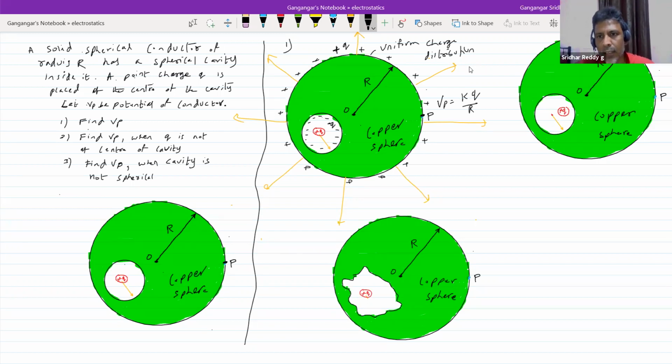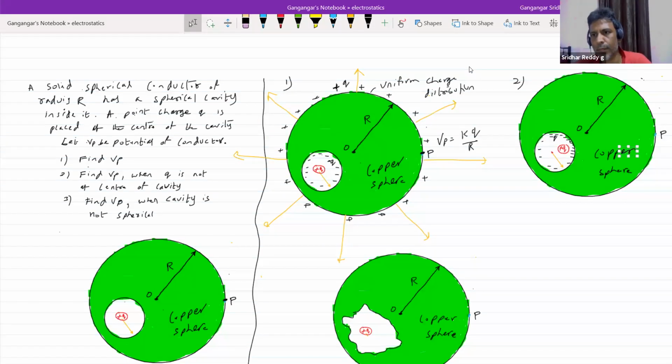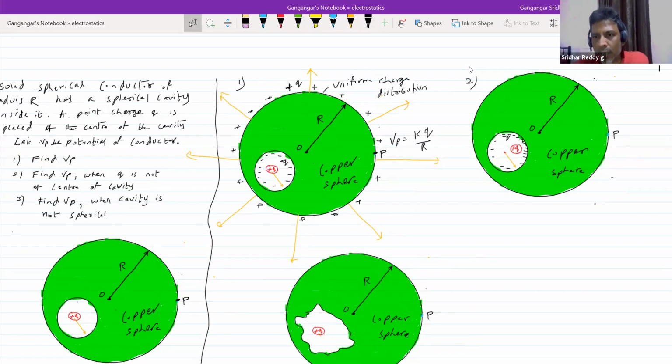Now come to the second case. The point charge is not at the center of the cavity. Then charge will be induced, so it will be minus charge. More negative charge will be induced here, less charge there. Minus Q charge. Again, the charge on the outer surface should be uniform.